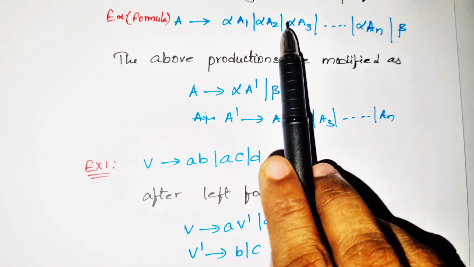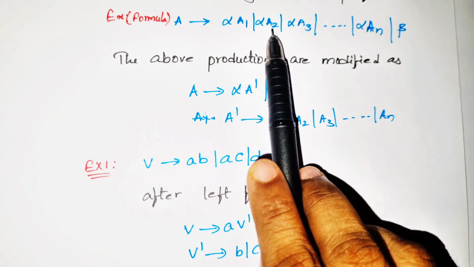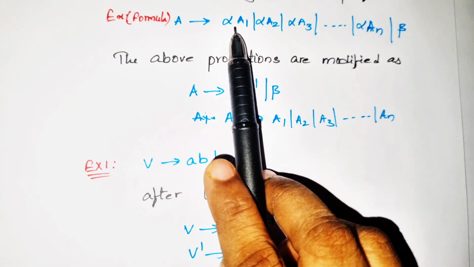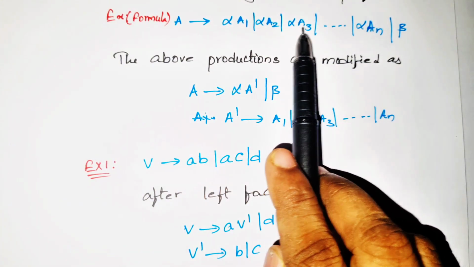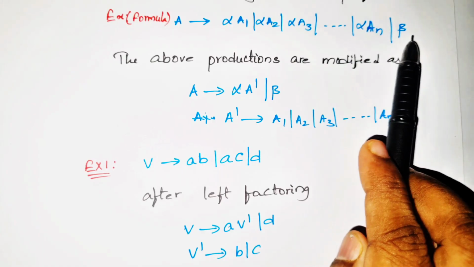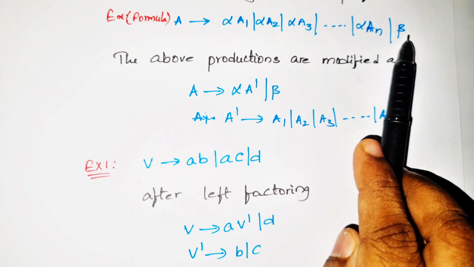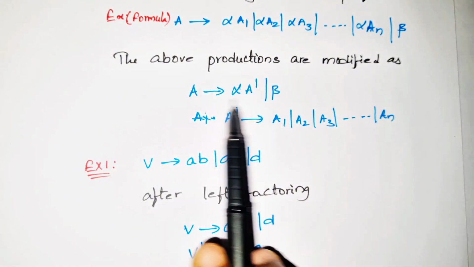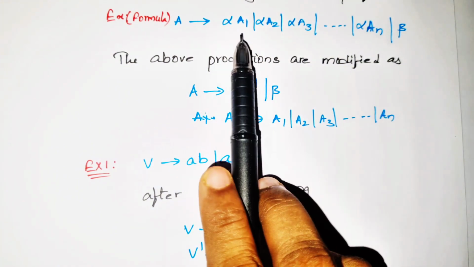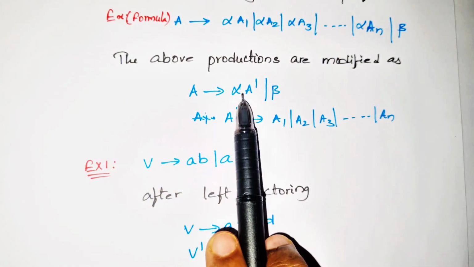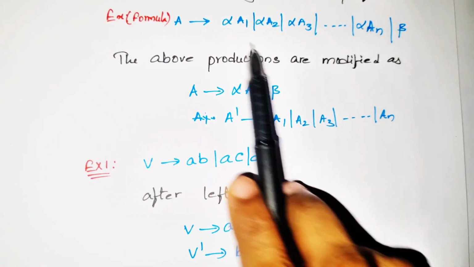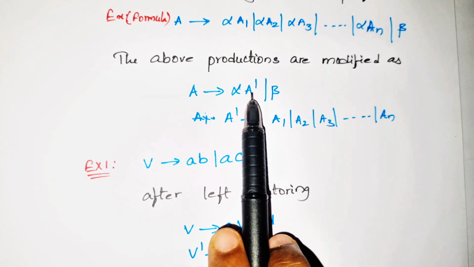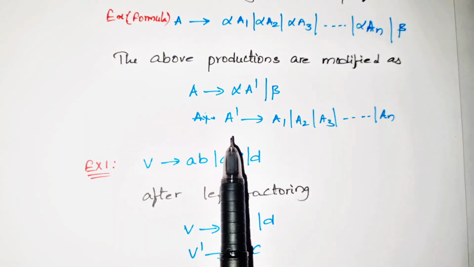This is how to convert to left factored form. See here we have taken some productions where there are common prefixes. Alpha is the common prefix in these productions and beta is not having alpha, means there will be no change in A goes to beta. A goes to beta will be as it is. What will change? We will take alpha common. I have taken alpha common and all these A1 to AN are taken as A dash. This is how to perform left factoring.